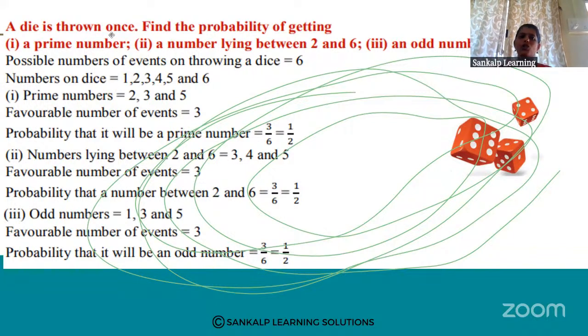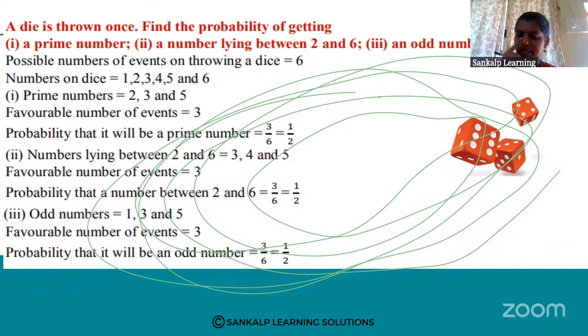A die is thrown once. Find the probability of getting a prime number, a number lying between 2 and 6, an odd number. Yes, my dear students, see here, in the picture you can see the dice. Have you seen a dice, played games with it? Yes, we played snake and ladder. So how many faces does it have? It has 6 faces, right? On the faces it has 1, 2, 3, 4, 5, 6 dots.